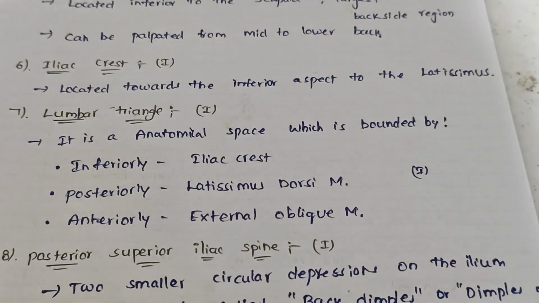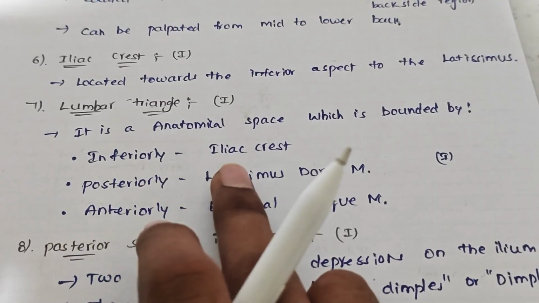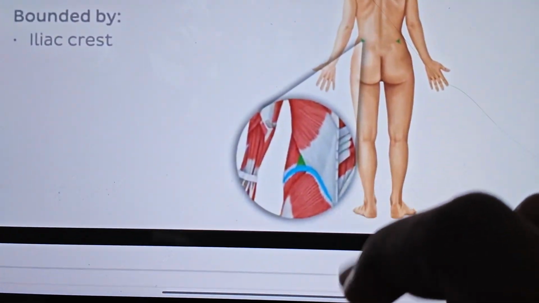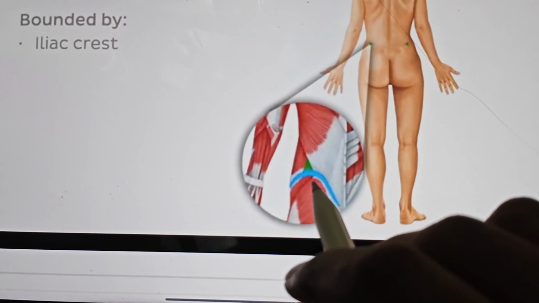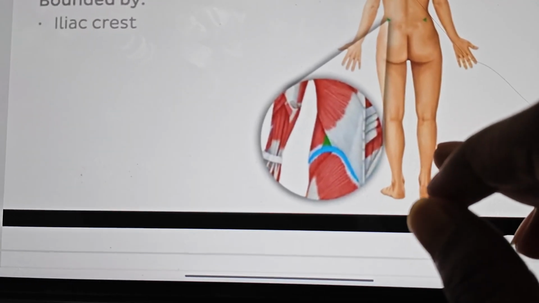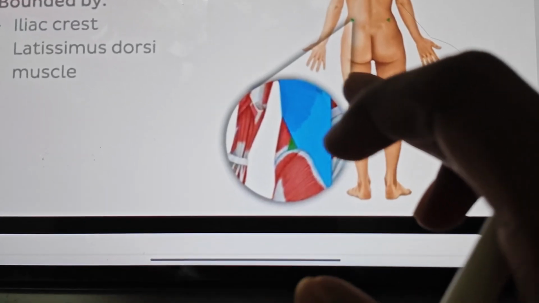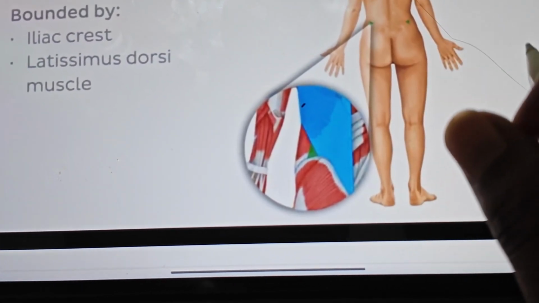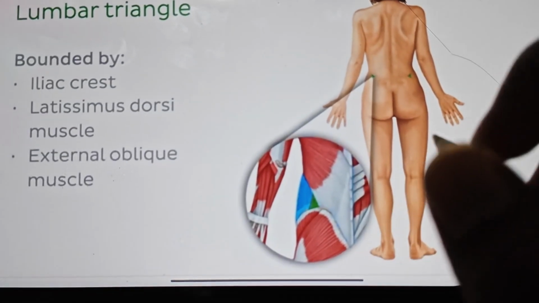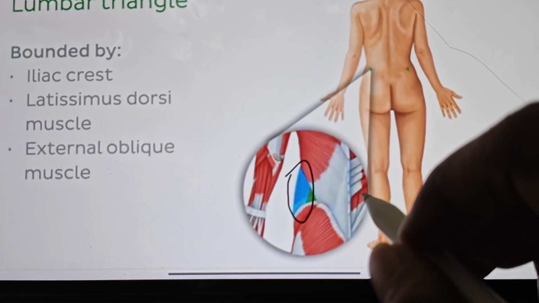To add a little on lumbar triangle, it is bounded inferiorly by iliac crest. You can see this one is the iliac crest. The highlighted one in blue is the iliac crest. Posteriorly by this one, the latissimus dorsi muscle, and anteriorly by this one, the external oblique muscle.